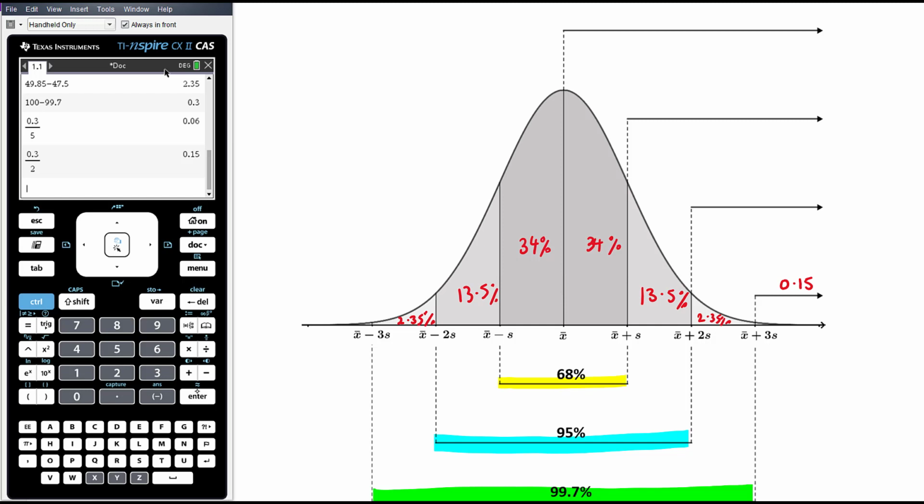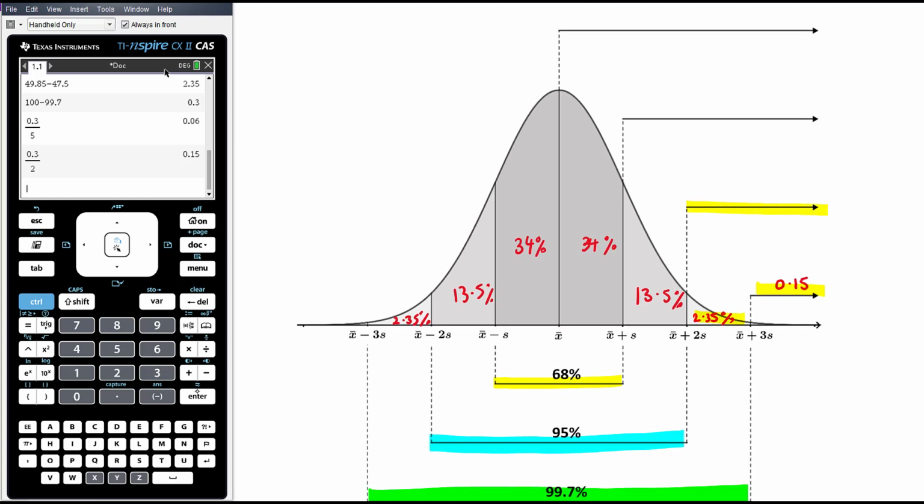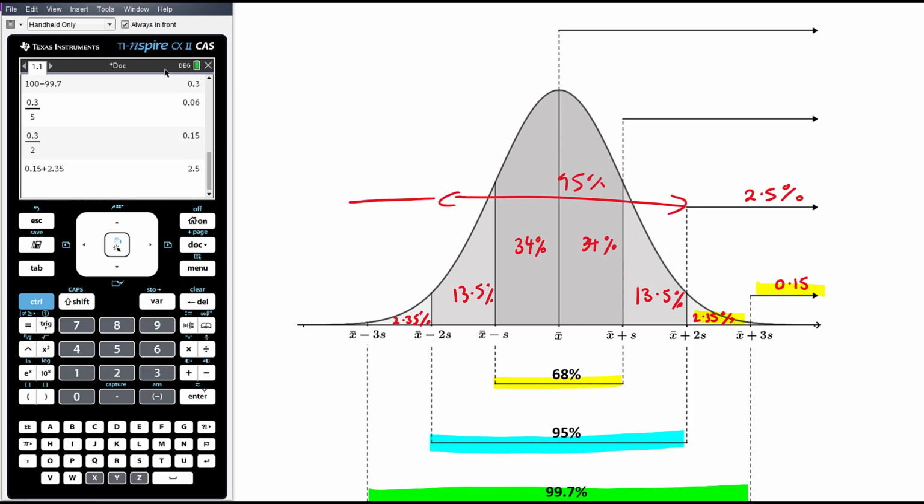And then we can work out these ones just by adding together some combinations. So if we take the 0.15 for there plus the 2.35, if we add those together, that will give us that. So 0.15 plus 2.35 is 2.5. We already know that. That's the bit either side of the 95 bracket. So there's 95 from there to there, and therefore 2.5 out there and 2.5 out the other side.